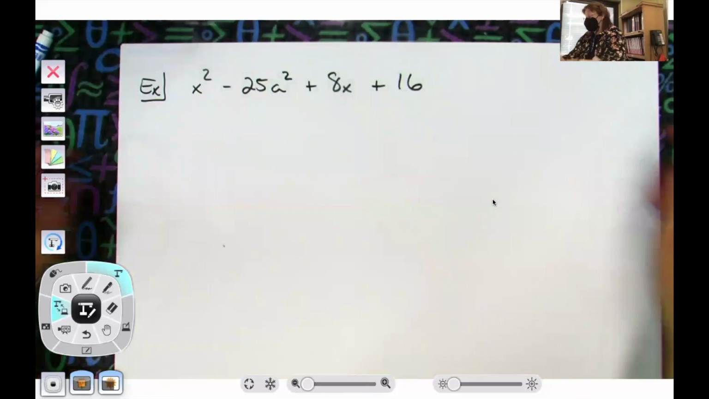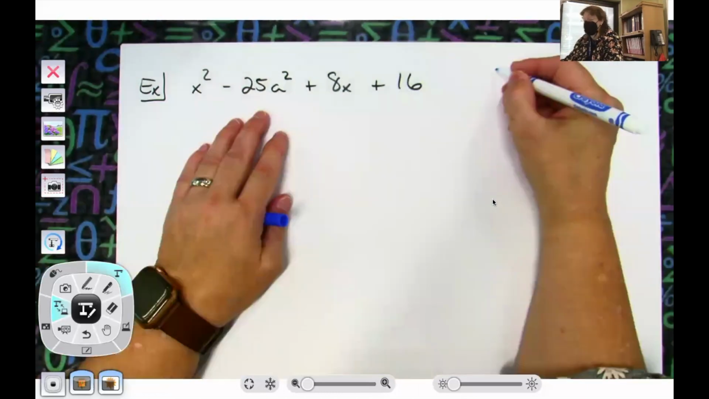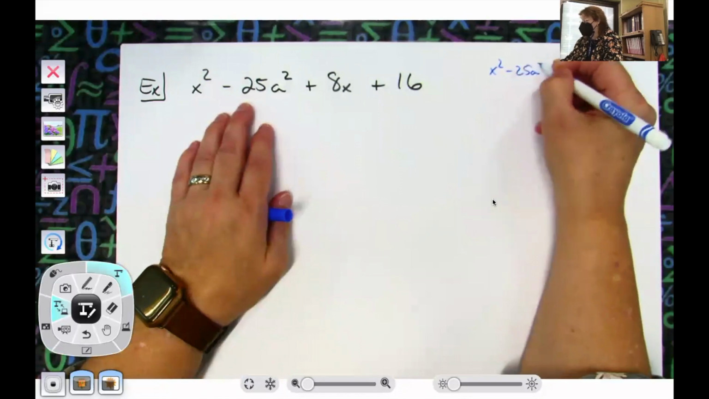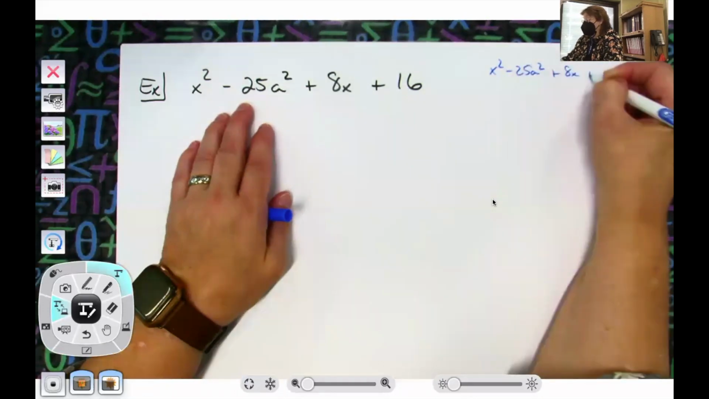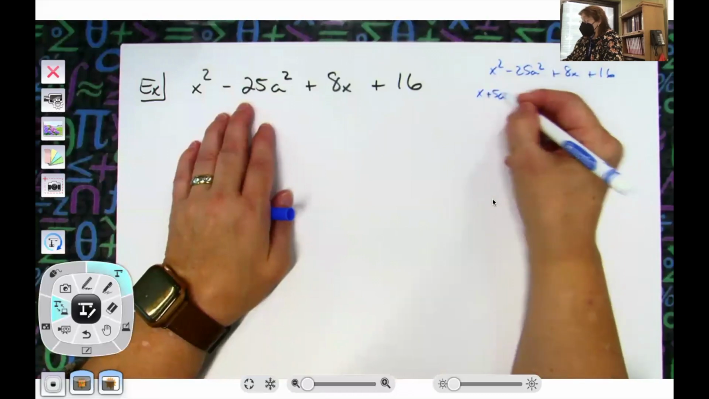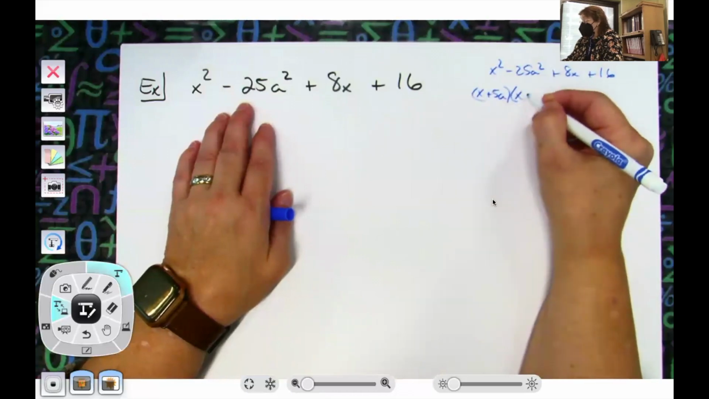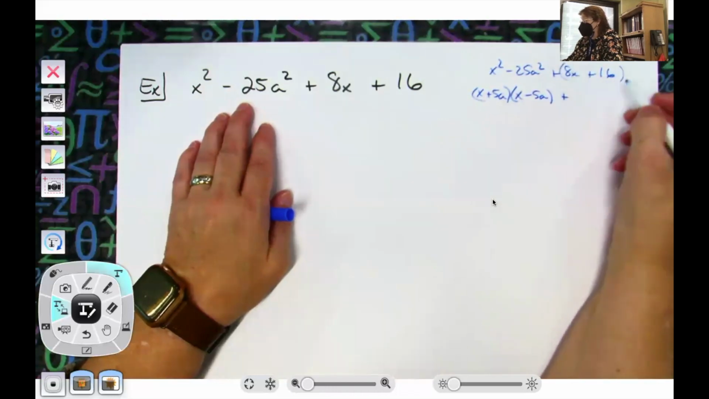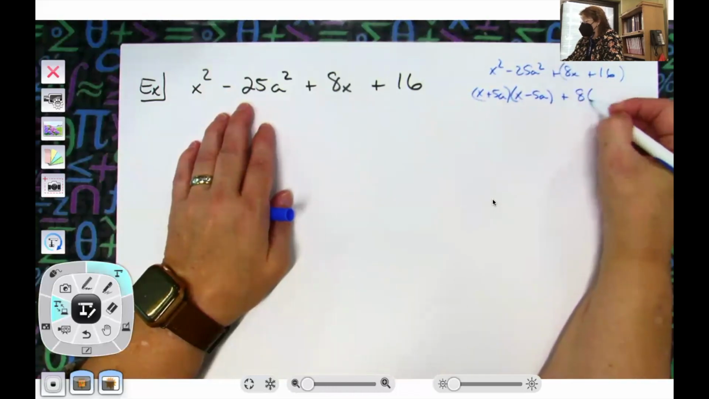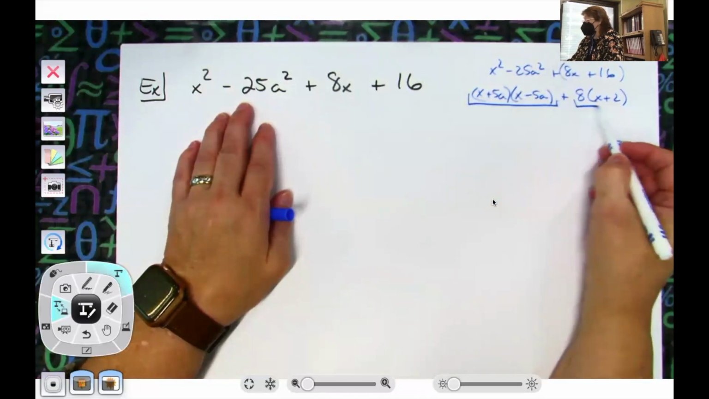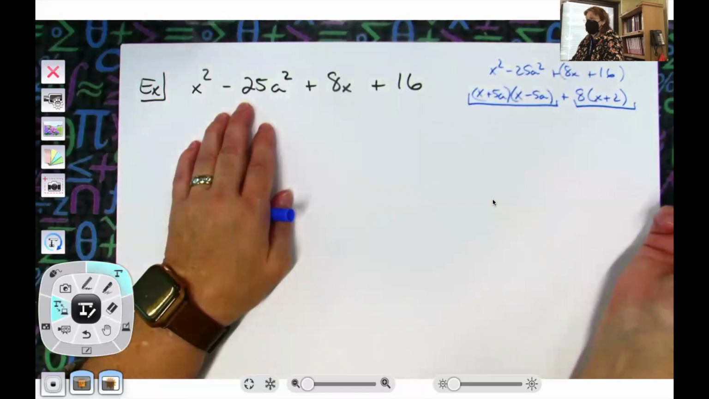I can do it over here so you can see it, because I don't want you to just not get it. 25a squared plus 8x plus 16. If I do this, I could go x plus 5a, and I could do x minus 5a. Put the plus sign down. Now I could group these two together and take out an 8 and x plus 2. So here would be a term, and here would be a term. I don't have anything matching, so the factor by grouping didn't work.